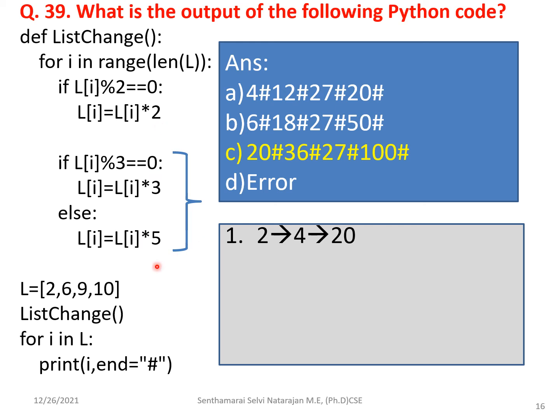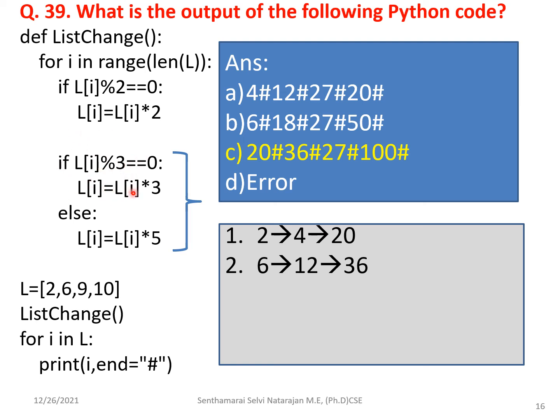Then moving to the next value, that is 6. So here 6 is taken and then 6 passed to this value, 6 modulo division 2, yes it is equal to 0. So here 6 asterisk 2 is 12. Now at this point the value is 12. Now it will be checking here, you see here it is modulo division by 3. Yes, 6 is divided by 3. So here this option is true.